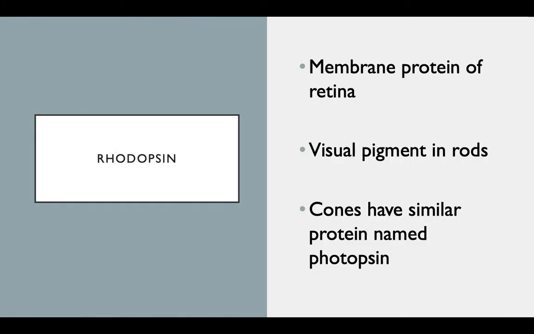Rhodopsin is a membrane protein of the retina and is the visual pigment in the rods. Cones have a similar protein, but it's named photopsin. Each disc within the rod is densely conjoined with these globular proteins. To maximize light absorption, the membranes work to hold them in place.